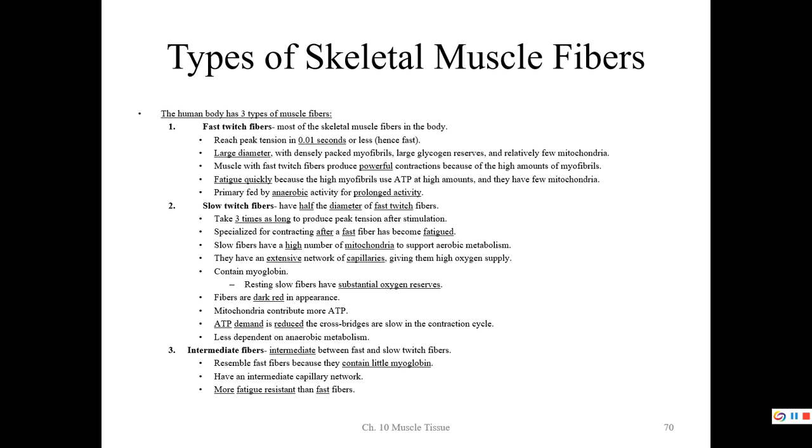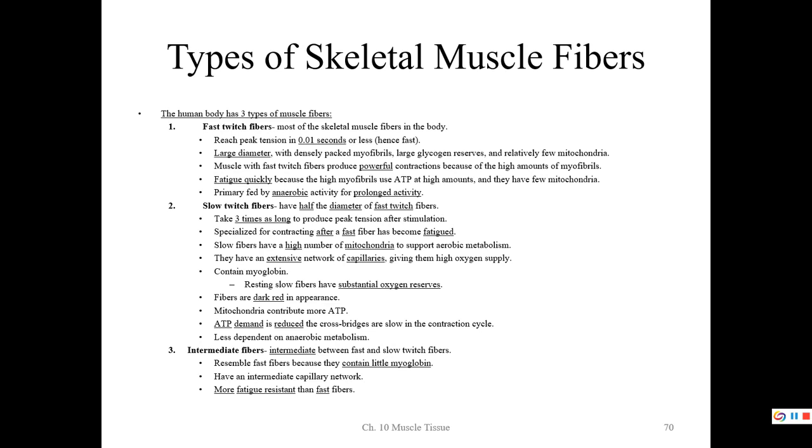Okay. Most skeletal muscle fibers in the body are fast twitch. They take about 0.01 seconds or less to produce peak tension. Now, one of the things about them is they're going to have a very large diameter, and because they're really big, they have a lot of myofibrils in them. They have a lot of glycogen in them, and they don't have very many mitochondria.